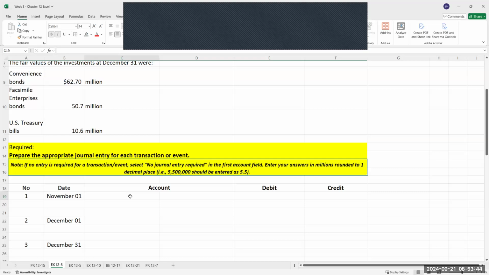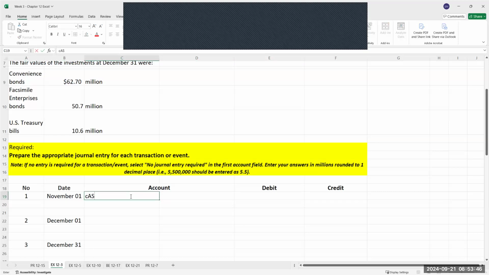So November 1st, we receive cash, right? That goes without saying. And we know that anytime we receive cash, we debit our cash account. So we receive 3.3 million. Again, it wants us to enter 5.5 million as 5.5. So if you try to enter the whole dollar amount, it's going to show up as incorrect. So please keep that in mind. And then why did we receive this cash? We received interest revenue for the same 3.3 million. All right, so that's on November 1st.